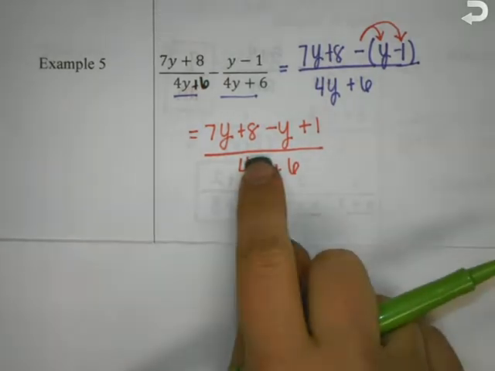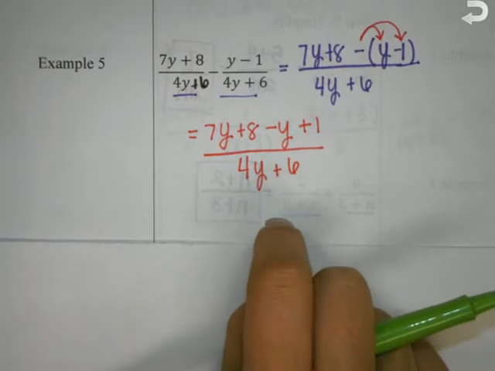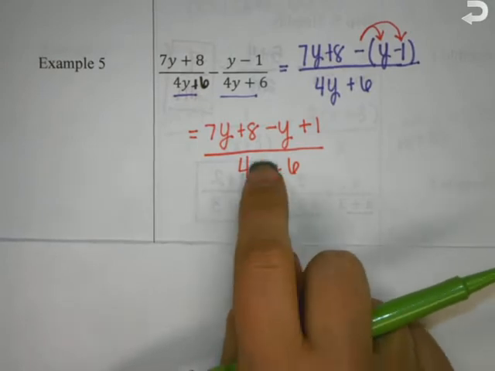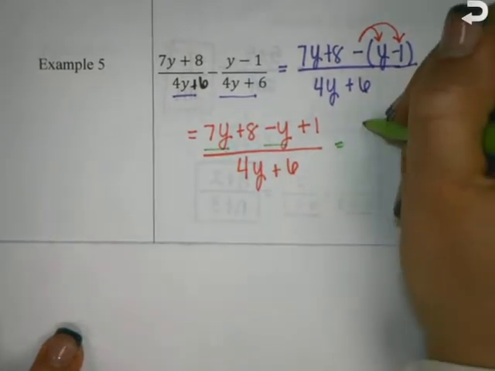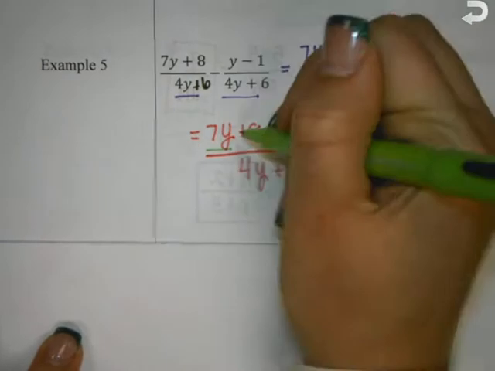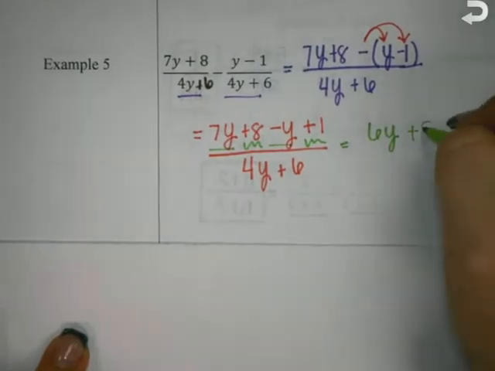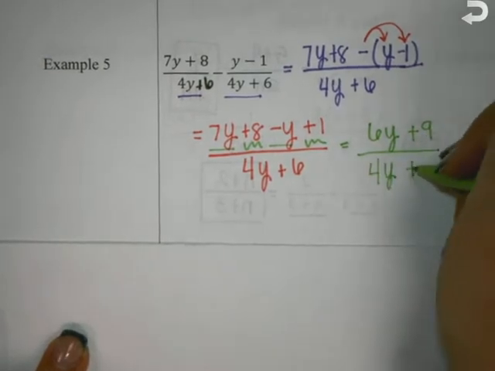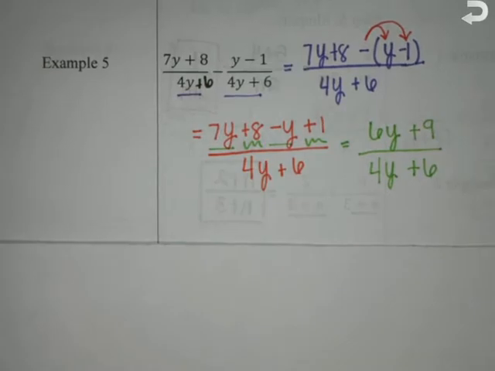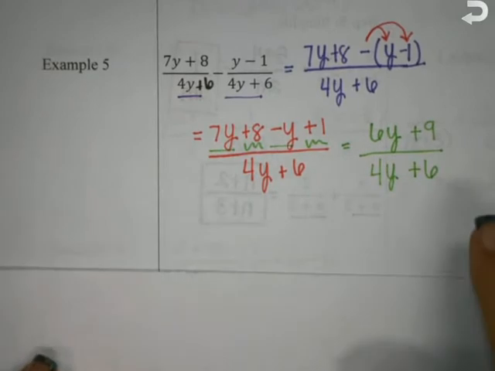No, I can combine like terms first. 7y minus y, what does that give me? 6y. Positive 8 plus 1 is 9. All over 4y plus 6. They all have a greatest common factor. Oh my gosh, Jared, you are a genius. They both have a greatest common factor. Carlos, you are also a genius. You are all geniuses.